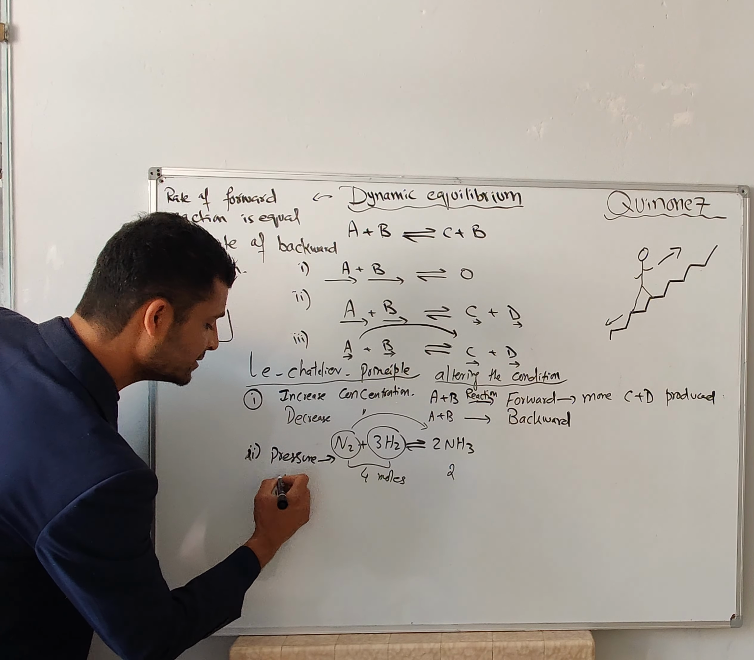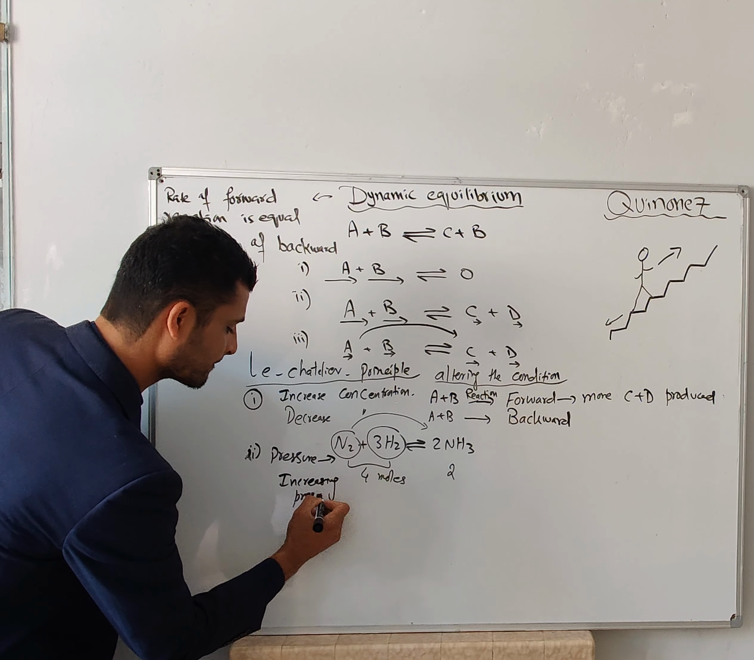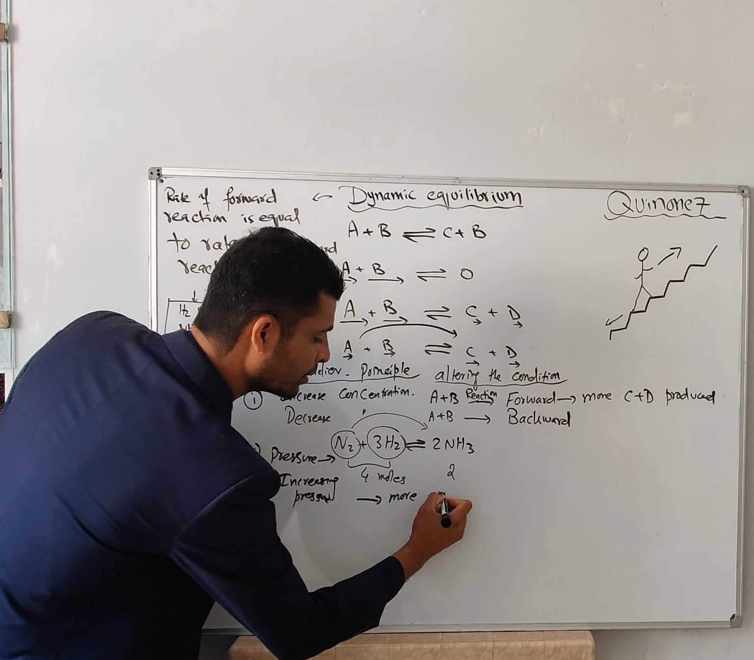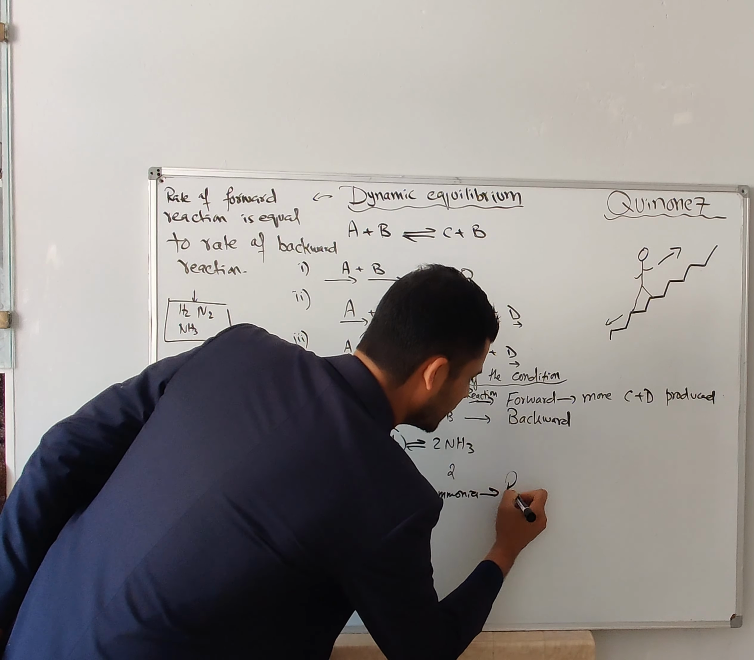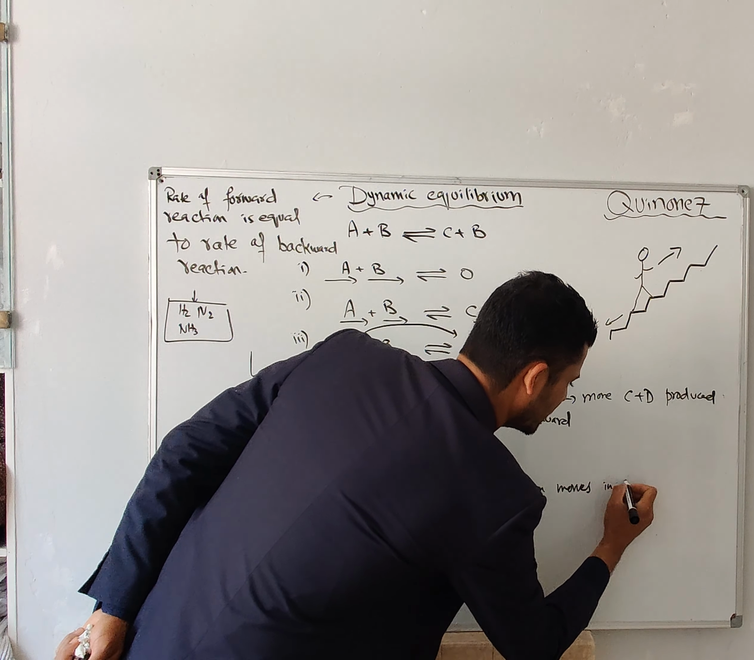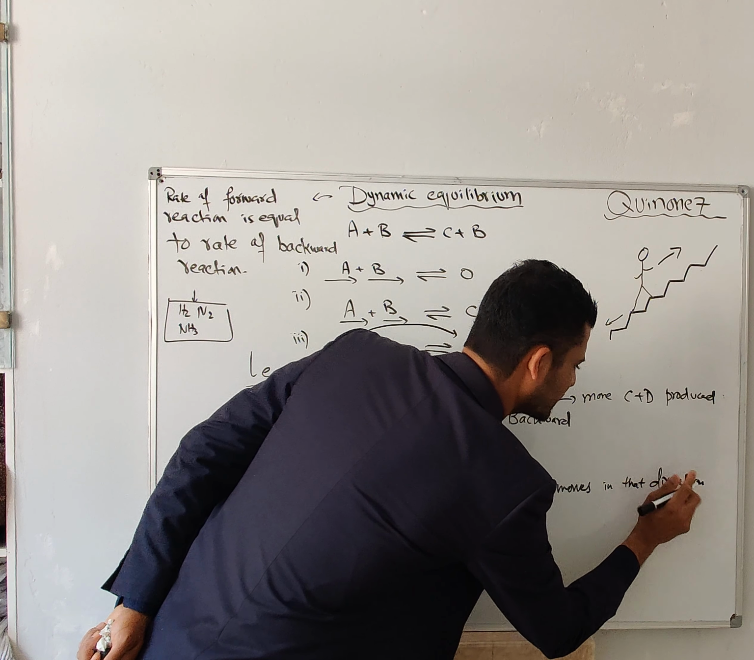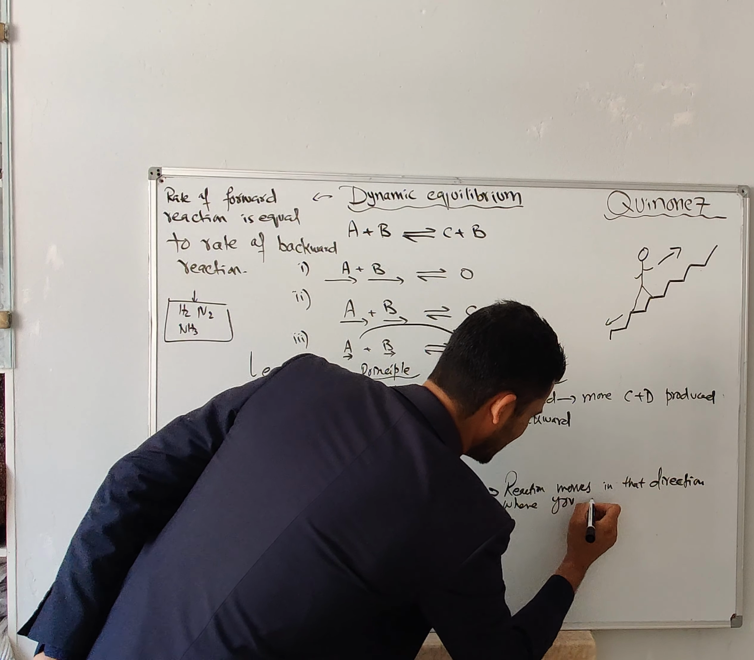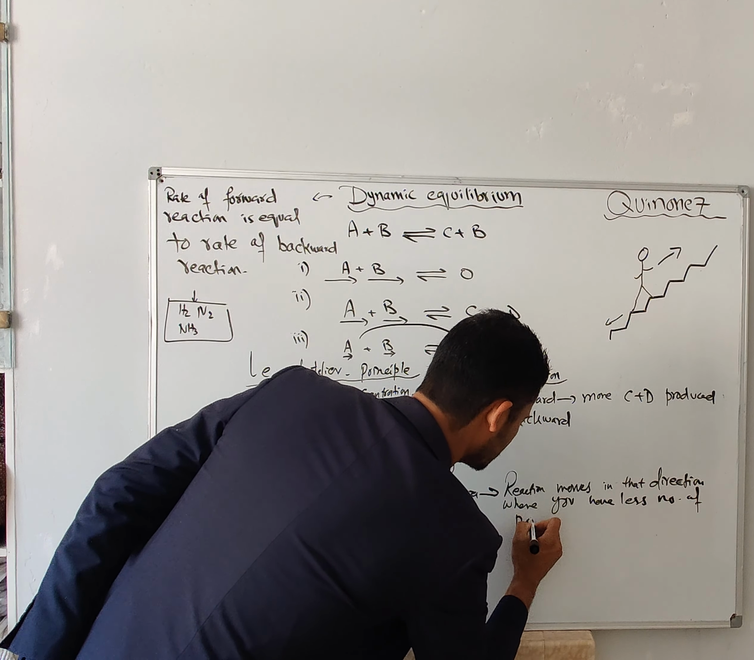So, by increasing pressure, you will make more ammonia. And the reason? Reaction moves in that direction where you have less number of particles.